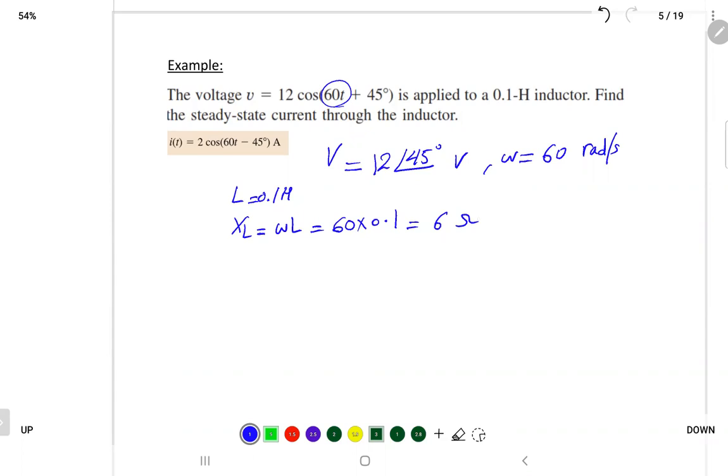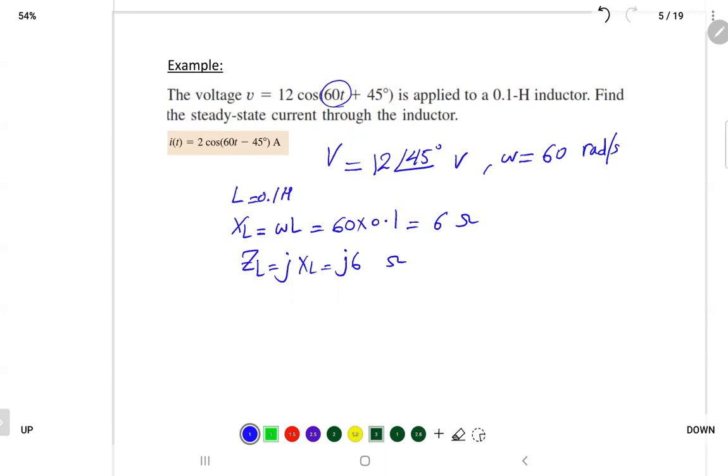That's XL. What is Z? What is the impedance? Just add j. So ZL is equal to jXL, which is equal to j6, and the unit is ohm. The difference between Z and XL is just the j direction, which doesn't have a unit, so it stays ohms.